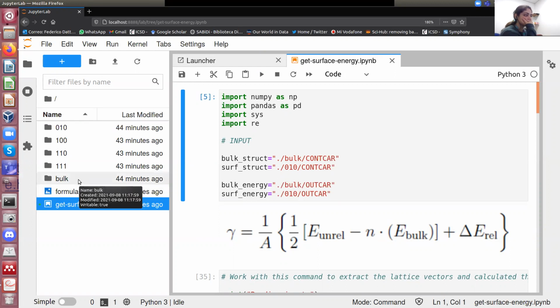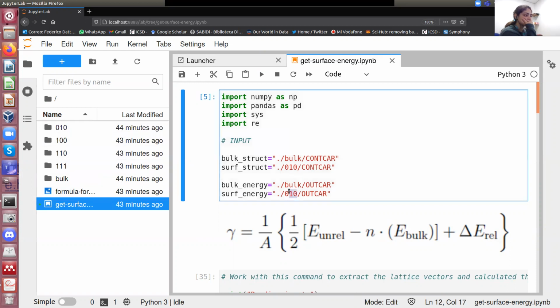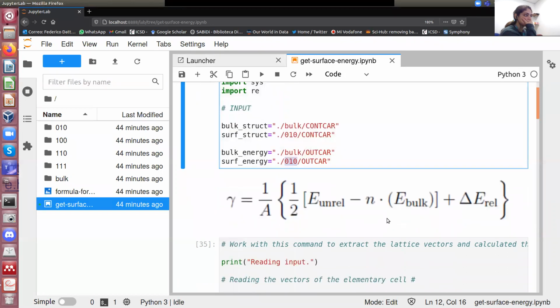So the bulk is your bulk, and here you have different crystalline phases. In this case, to start, just make the script work with one of these phases, the 0, 1, 0. As I said, you need structural parameters because you need the area and you need the energy. That's why I'm importing CONTCAR to get the structure and OUTCAR to get the energy.